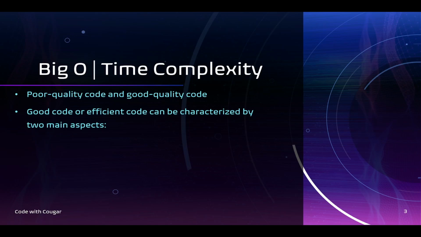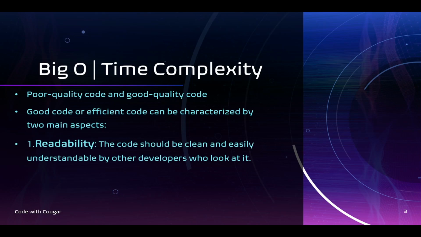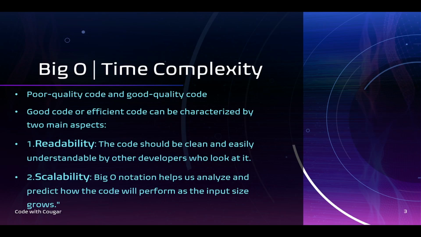So good or efficient code can be characterized by two main aspects: the readability and scalability of the code. By readability, we mean the code should be clean and easily understandable by other developers who take a look at our code. And for scalability, big O notation helps us analyze and predict how the code will perform as the input size grows. So by focusing on these qualities, we can strive to write good code that is both readable and scalable, enhancing the overall quality and efficiency of our software solution.